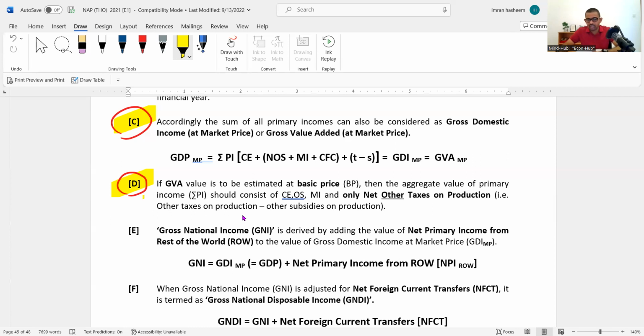Okay. Here we go. D says, if GVA value is to be estimated at basic price, then the aggregate value of primary income, sigma PI, should consist of compensation of employees, operating surplus, MI. So these two things are what we have always taken, and plus we have taken CFC, right? And we have said gross operating surplus, right? So we are adding CFC as well, right?